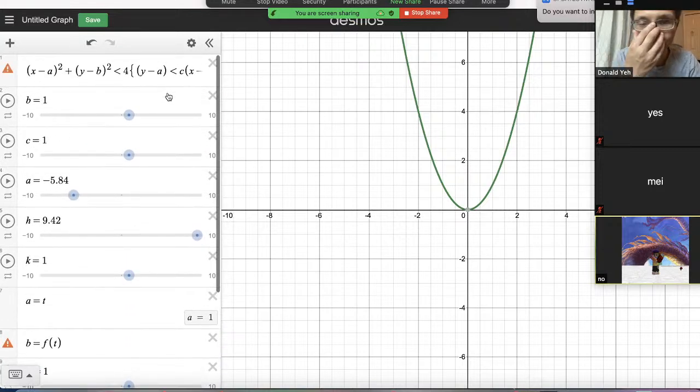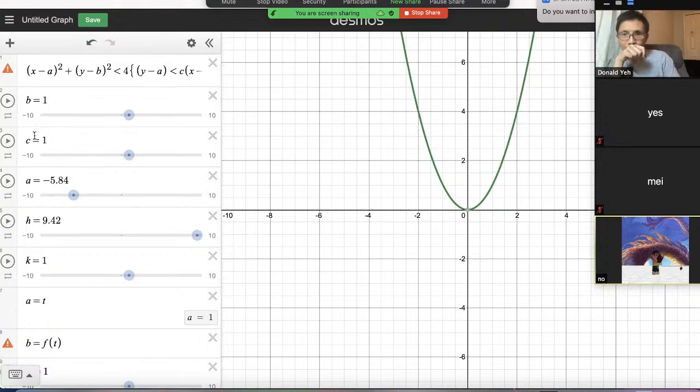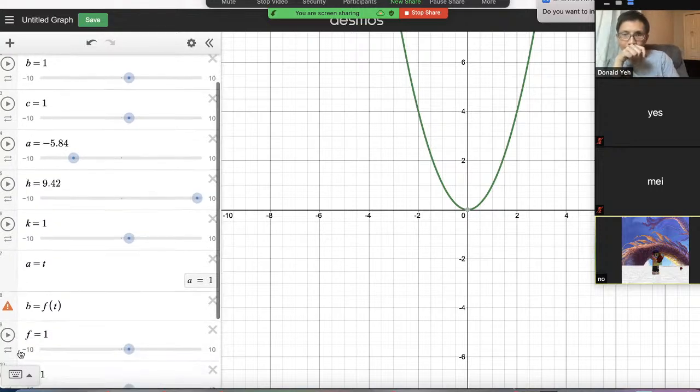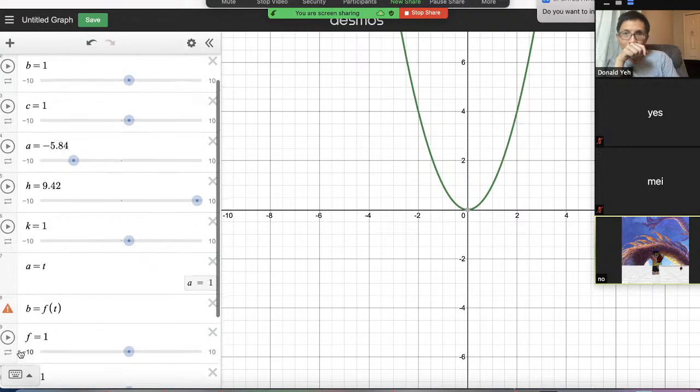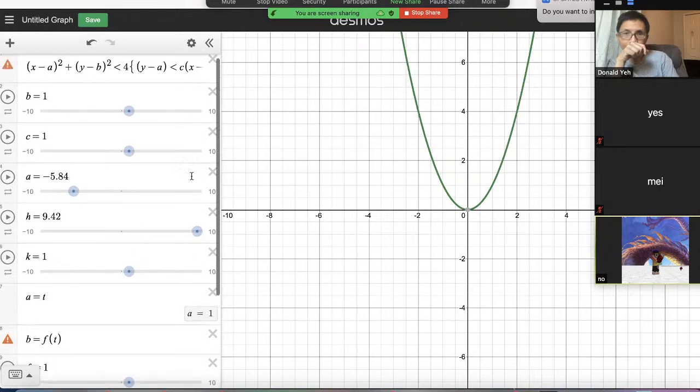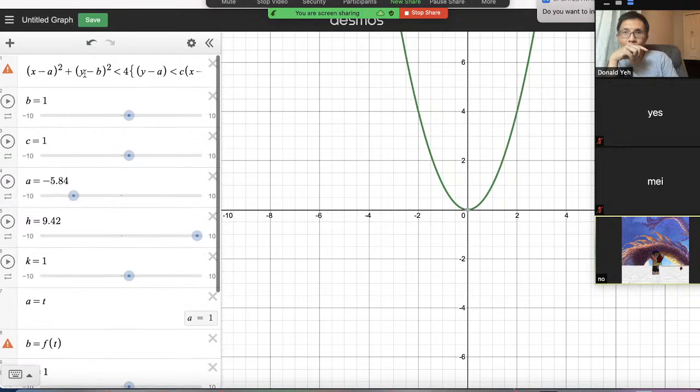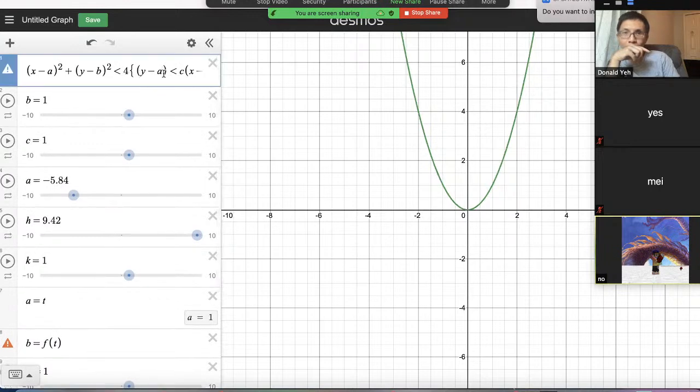What'd you say? You can't do B like that. You have to remove the slider of B, I think. Remove the slider of B? Yeah. But I want B to move though. That I don't know how it works. X minus A, Y minus B squared less than 4. And Y minus A less than AX minus B.